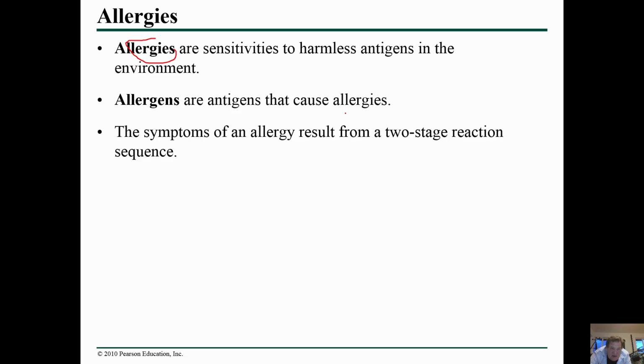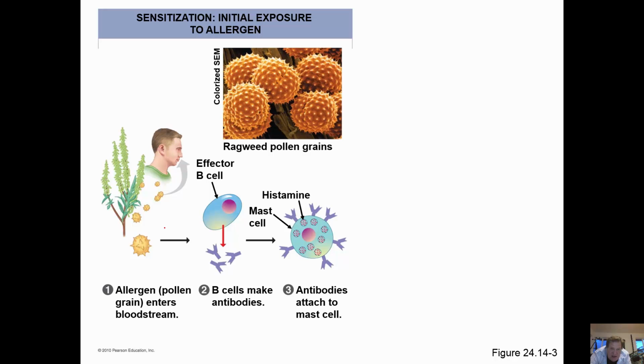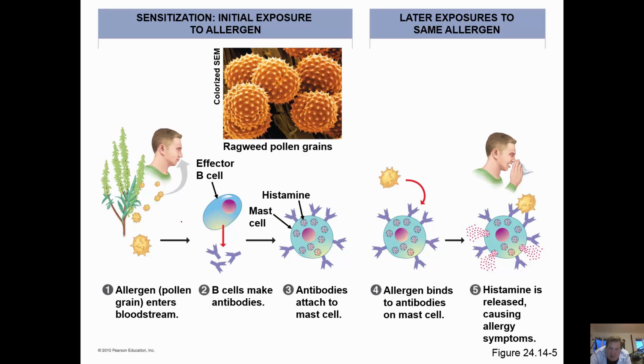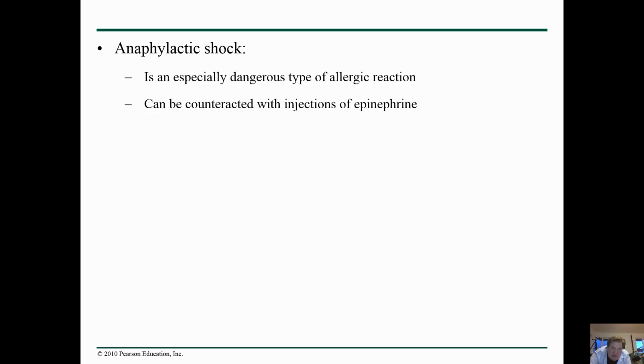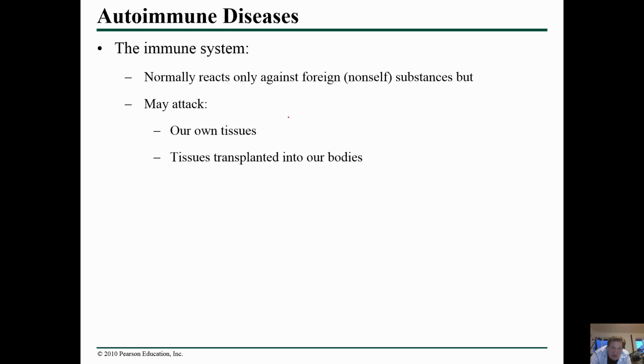The symptoms of an allergy result from a two-stage sequence reaction. And so here's the pollen that somebody gets. You get your B cells that make antibodies. The antibodies attach to the mast cells. When the allergen binds to the mast cells, they degranulate and release histamine, which causes the swelling and the fluid and other things. And so a lot of times with an allergy, you're going into anaphylactic shock. The blood vessels become leaky. You leak interstitial fluid into the tissues. Your blood levels go down. And so this is an example of the EpiPen that groups use.